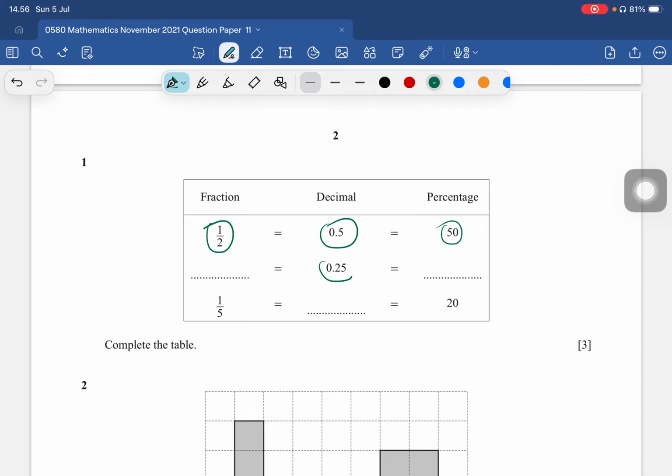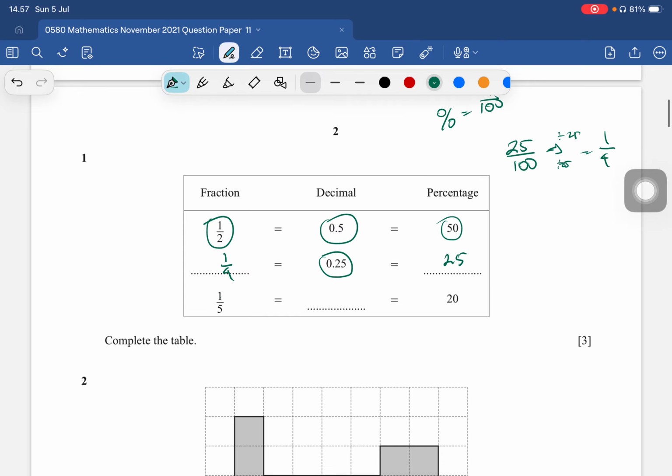Now we've got the decimal 0.25. That means 25 over 100. Percentage means over 100, so here it's already over 100, so this is equal to 25. To make it a fraction, we can put it into the simplest form. Here we divide by 25, so we get 1 over 4.